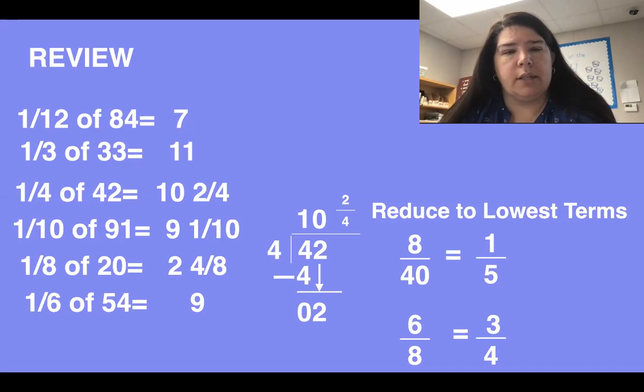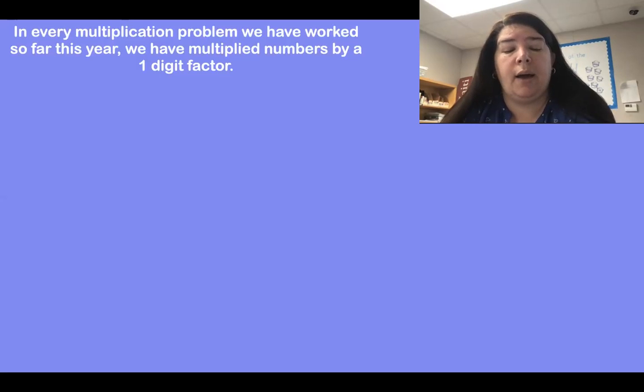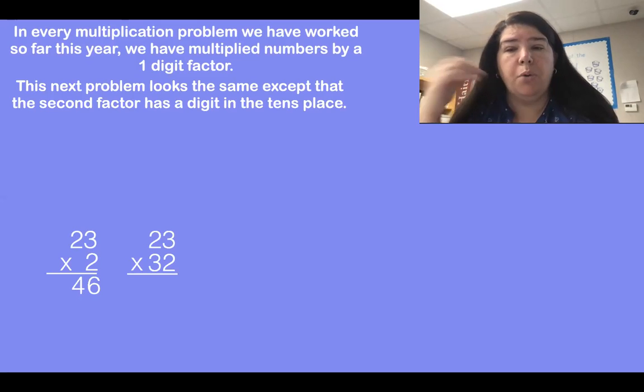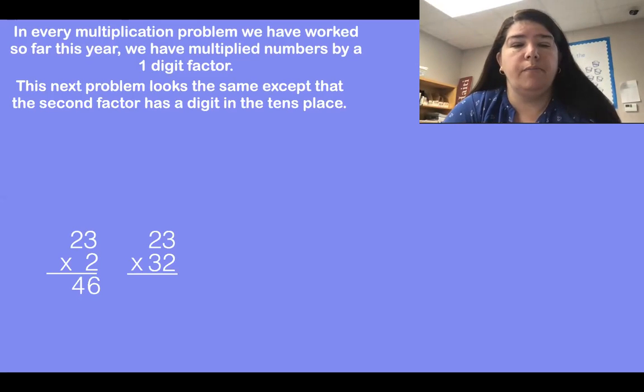Excellent job. All right, today we're going to do something a little bit new. In every multiplication problem we have ever seen so far, we have multiplied numbers by one-digit factors, such as this. 23 times 2 equals 46. Easy, right? Well, we're going to have another problem that looks much like the first one, okay? But the second factor is going to have a digit in the tens place, like so. So 23 times 32. They both are two-digit numbers, okay?